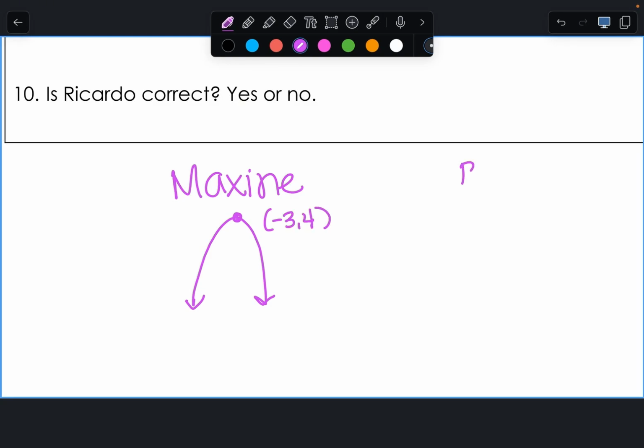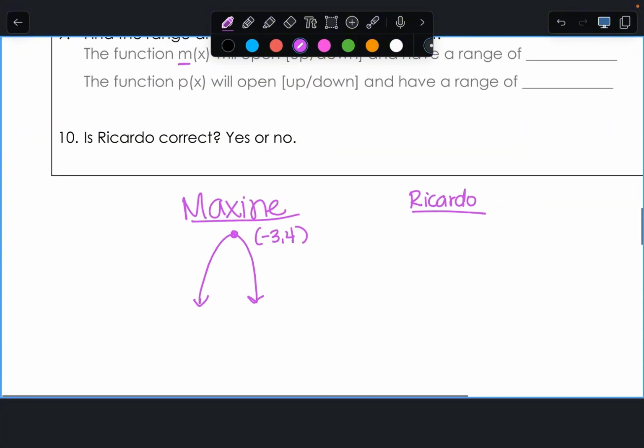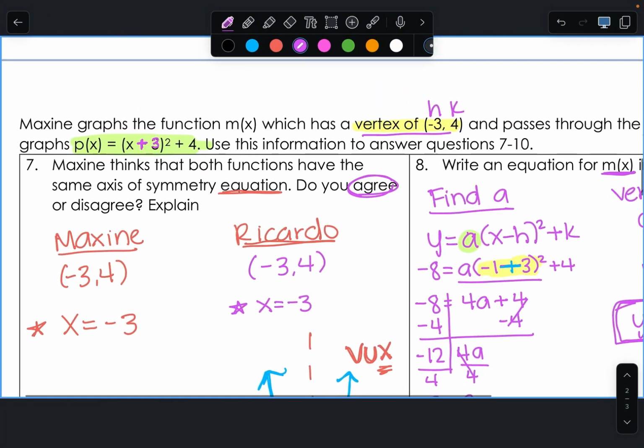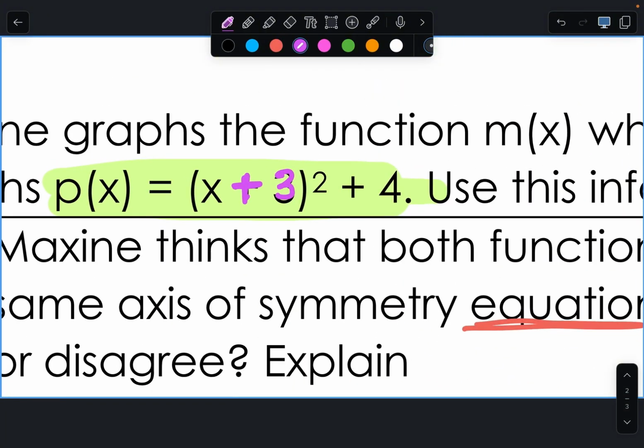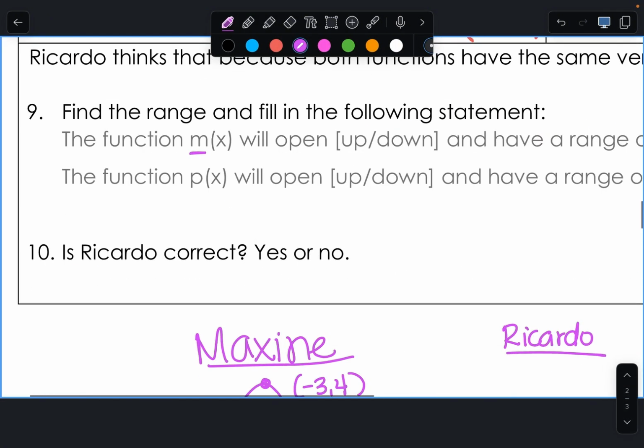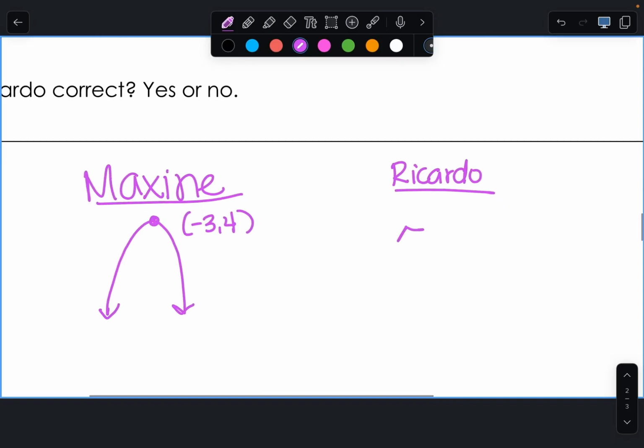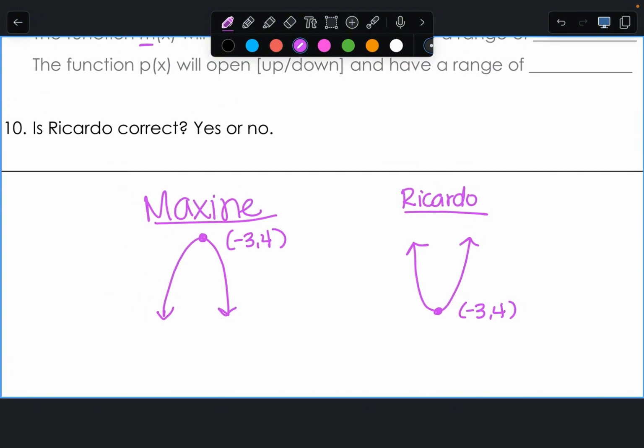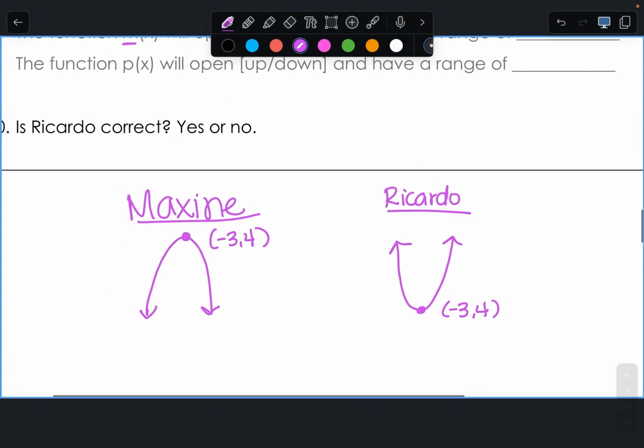Look at Ricardo. Ricardo gives us an equation. What is his value of A? 1. There is no number here, meaning it's a 1, and a positive 1 tells us that the parabola is going to be a U. So even though they have the same vertex, are they going to have the same range? No. No, they're not going to have the same range.